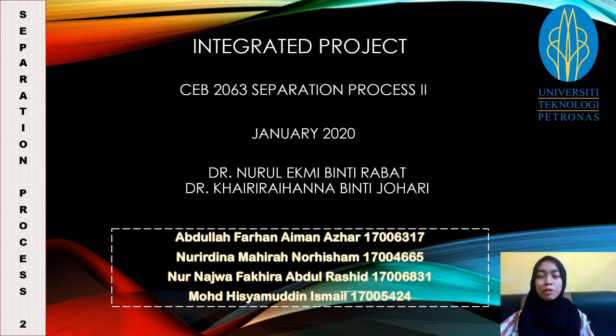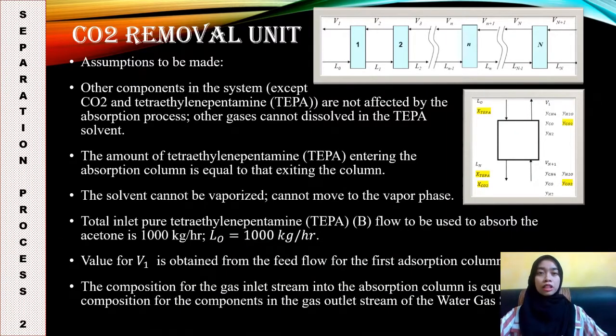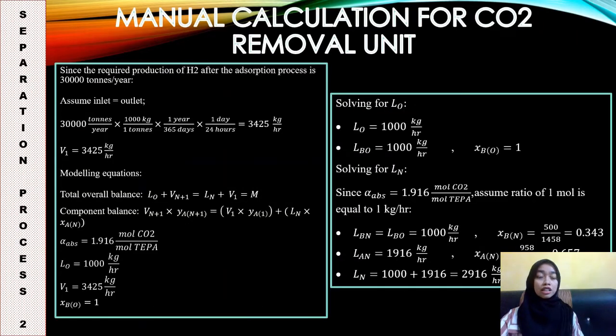Hi everyone, let me proceed with separation process 2. Before that, I would like to explain about the CO2 removal unit. In this case, we have chosen a counter-current multi-stage absorption column to be utilized. Several assumptions have been made about this unit: the first one is other gases cannot dissolve in the solvent. The amount of solvent in the inlet stream is equal to that of the outlet stream, and the solvent also cannot be vaporized. Shown here on the slides is the manual calculation for the CO2 removal unit.